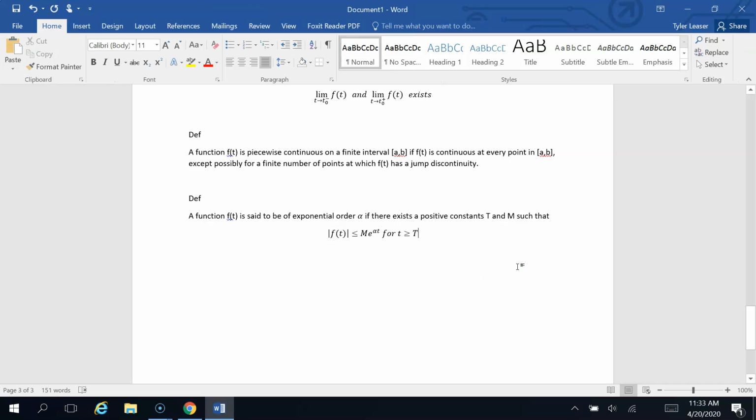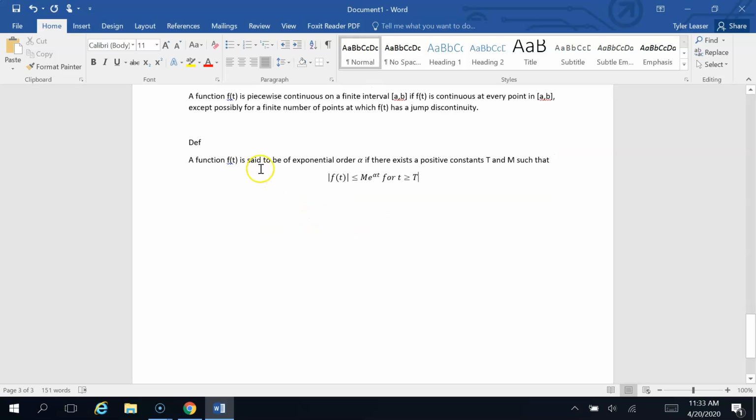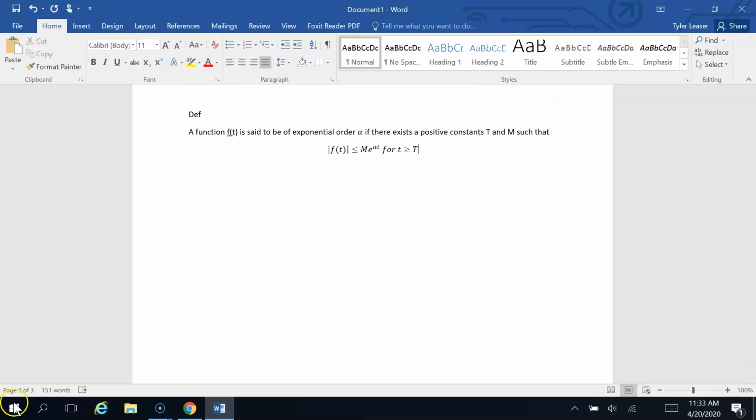Okay. So I know this may be kind of new and weird, but this is important for these Laplace transformations. A function f of t is said to be of exponential order alpha if there exist positive constants T and M such that the absolute value of f is less than or equal to M e to the alpha t for some starting location. Let me get my drawings.